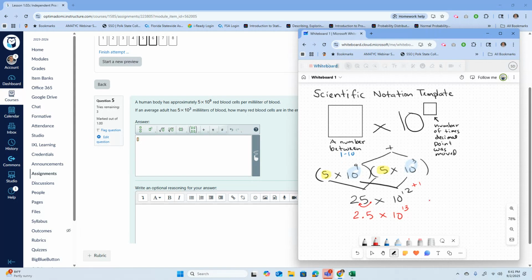When you move to the left, you add to the exponent. If you move to the right, you're subtracting from the exponent. Okay? So that's how you work this problem.